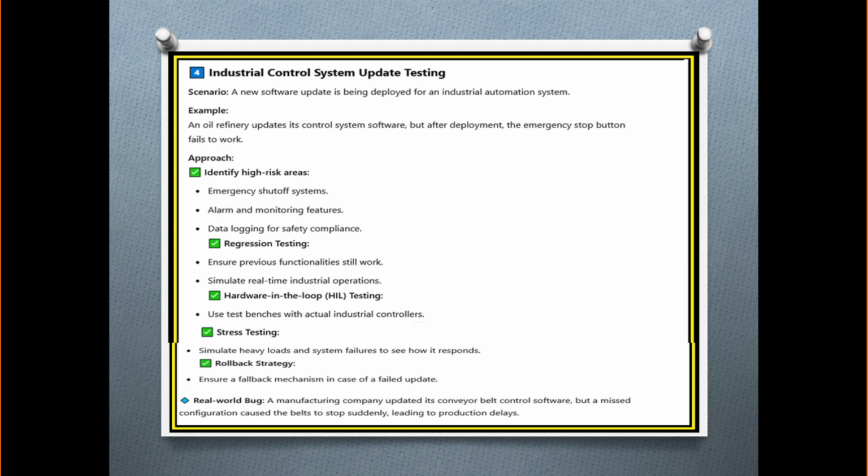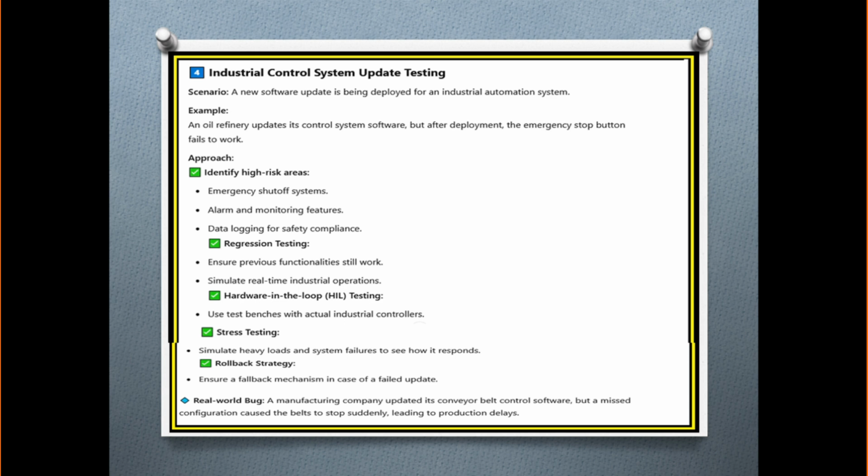The next one is industrial control system update testing. Suppose the manager says that we are working on offline software and building some kind of software for an oil refinery system. How would you test the software?